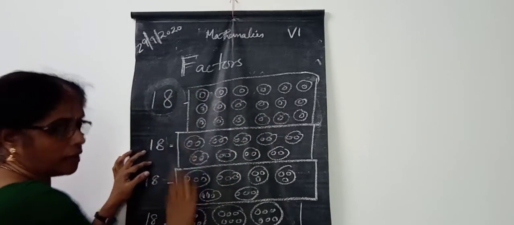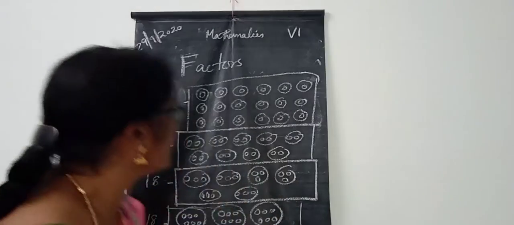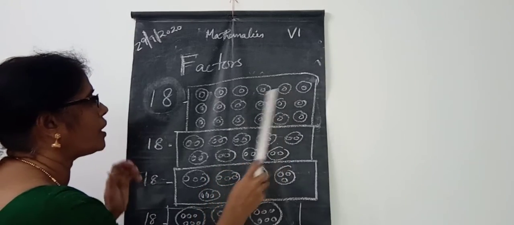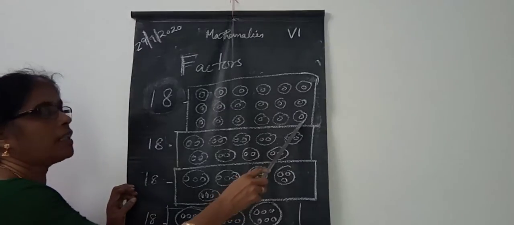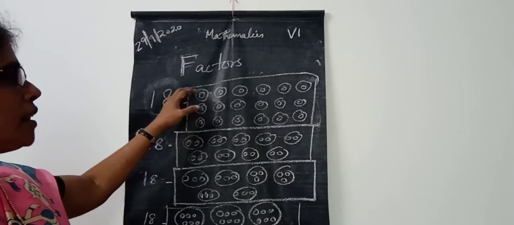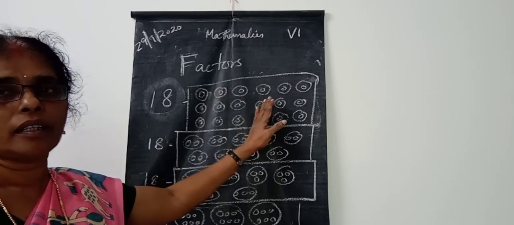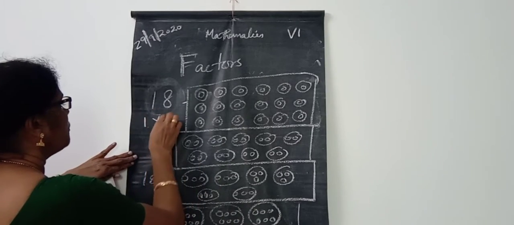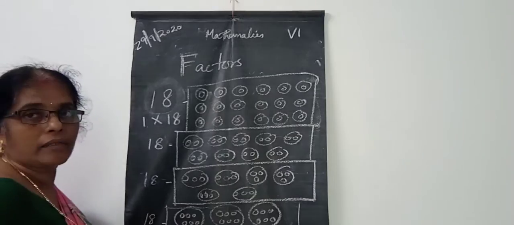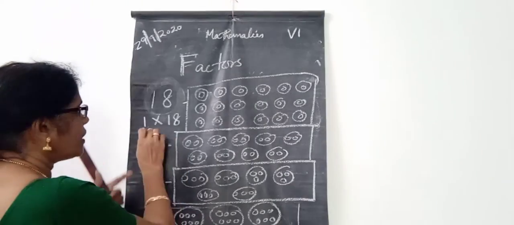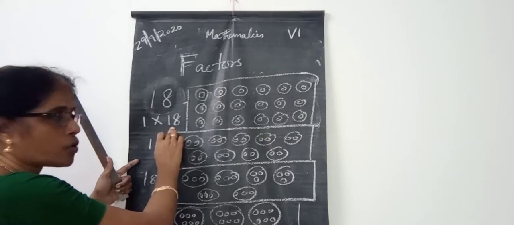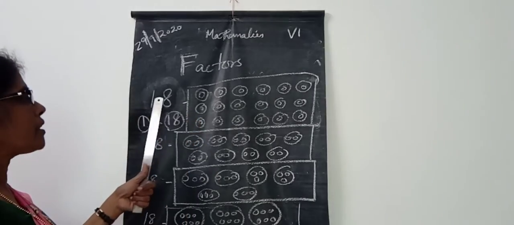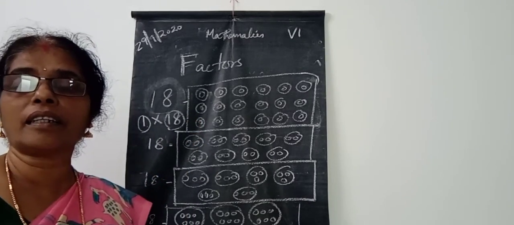One is, look here, 1, 2, 3, 4, 5, 6, 7, 8, 9, 10, 11, 12, 13, 14, 15, 16, 17, 18 children. Here, 18 children, I gave one sweet to each child. Then 1 into 18 is 18. So 1 and 18 are the factors of 18.